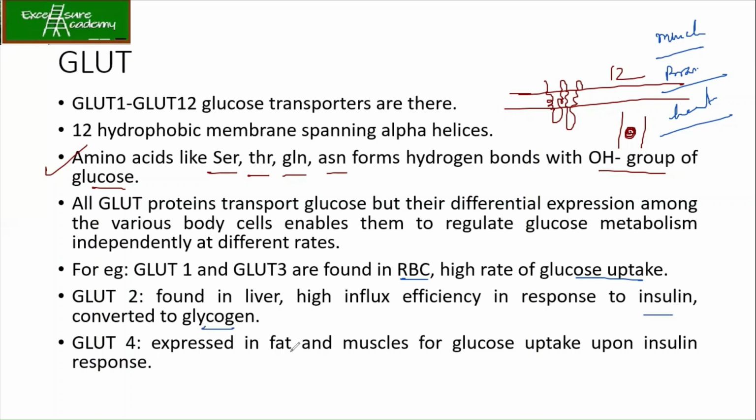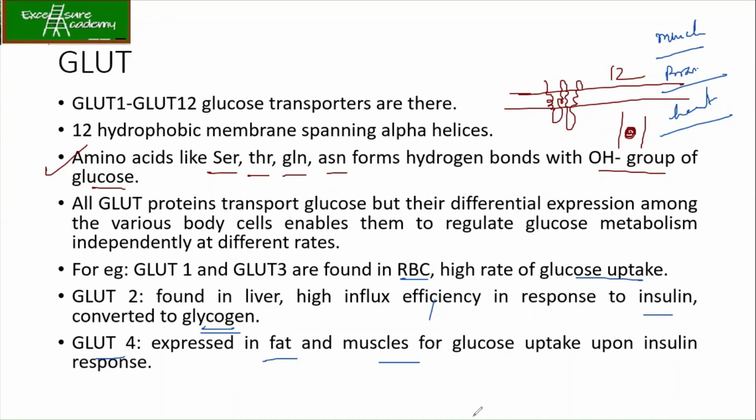Okay, clear? So when the body gets a signal that there is so much glucose present in the blood, right, and it is not required now, we don't need this much energy right now, but we might require it in future. So what will we do? We will convert the excess glucose into glycogen. Okay, and that's how the story of becoming fat starts. We'll come to that later. Now, another example, GLUT4, it is expressed in your fat and muscle cells for glucose uptake upon insulin response.